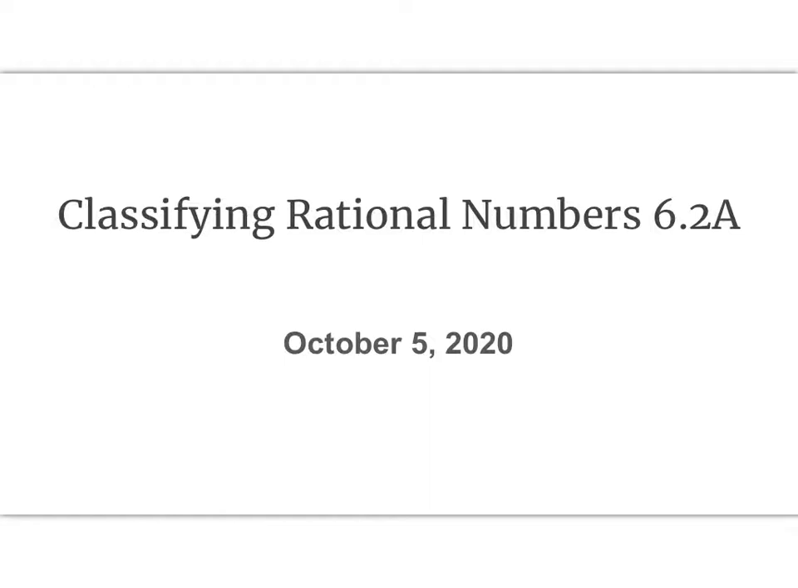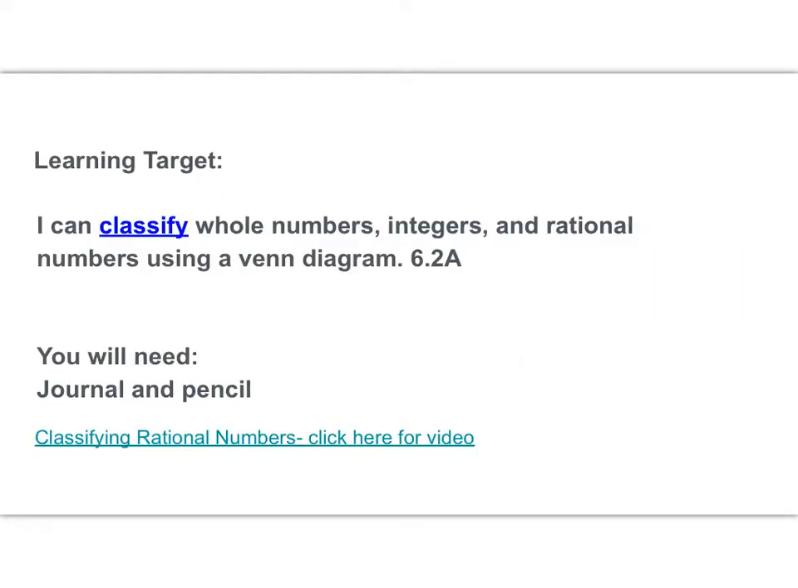Hi boys and girls, today we're going to talk about classifying rational numbers 6.2a. Our learning target is, I can classify whole numbers, integers, and rational numbers using a Venn diagram. You will need your journal and pencil. There's a video that you can watch, just click the link. Remember to pause the video after every vocab word and write the definition and the examples.